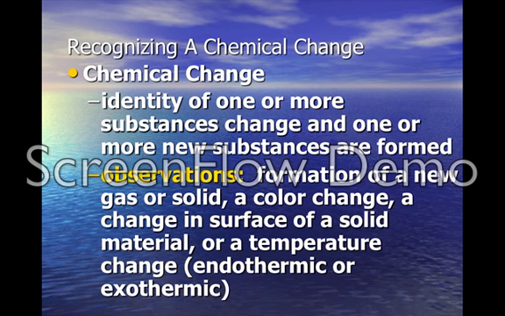So the identity of one or more substances change and one or more new substances are formed. Some examples that you might see when a chemical change takes place include the formation of a gas, so you see little bubbles, or a solid, maybe some little chunks of material formed together. That's called a precipitate. You might see a color change, a change in the surface of a solid material, or even a temperature change because some chemical reactions are endothermic and some are exothermic.